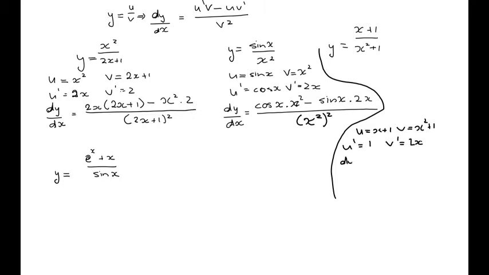So our derivative is equal to u dash v, so that's just x squared plus 1 times 1, but I don't need to write that, minus u v dash, so it's minus x plus 1 times 2x, over v squared, and keep it together, x squared plus 1 squared. Leave it like that. Don't be tempted to do anything else at this stage. That's fine.